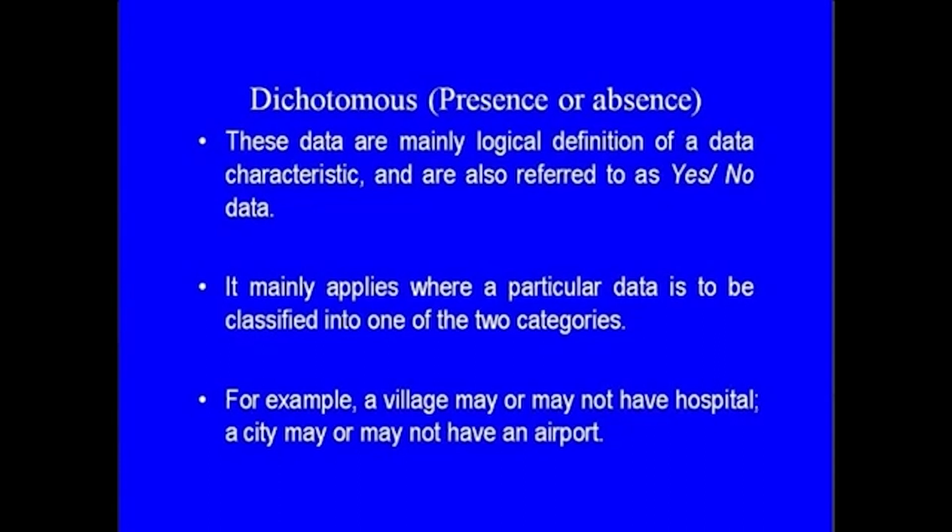So, in these cases, the representation of the information would be that for a village, if the attribute is hospital, then if it does not have one, it would be defined as no, and if it is present, then it would be yes. Similarly, in case of a city where there is an airport, the representation would be in the form of yes, or else it would be in the form of no.